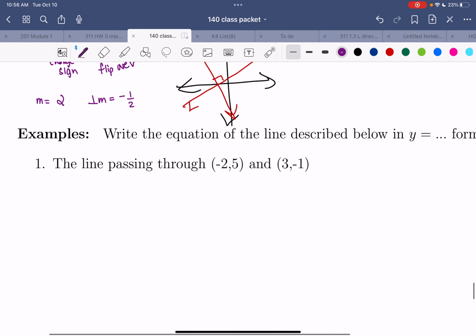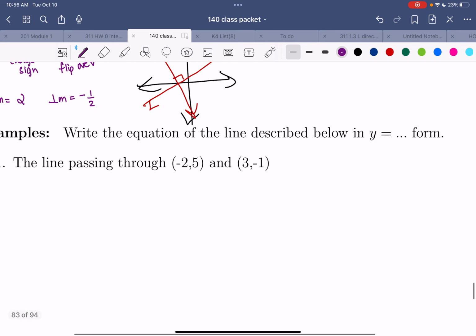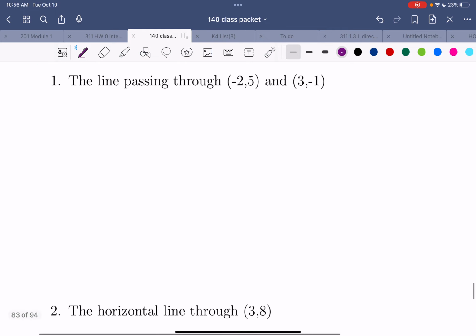Okay, so now what we want to do is we want to be able to write the equation of the line as y equals. Okay, so here's what we're going to do. We're going to have different criteria here. So let's start with the line passing through 2 points. Okay. In order to use either slope-intercept or point-slope form, you need 2 things. You need a point and you need a slope, okay? The line passing through these 2 points. So I have 2 points, but I don't have a slope. So that's the first thing I'm going to calculate.